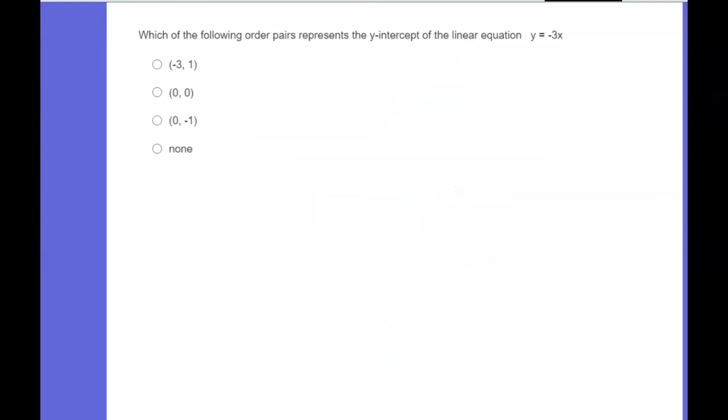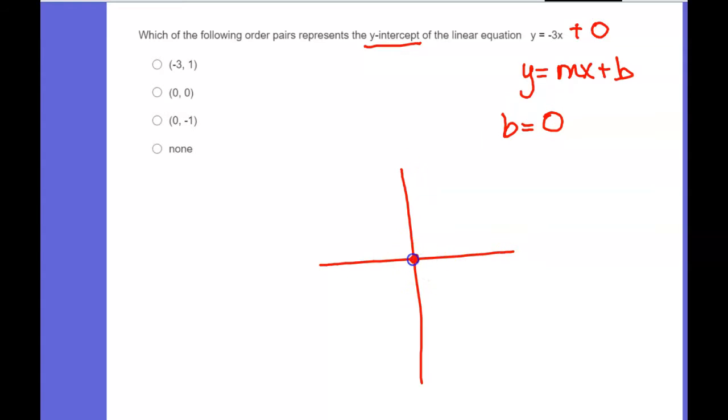All right, looking at the second one: which of the following ordered pairs represents the y-intercept of the linear equation y equals -3x? Now, this type of problem is confusing some of you because we think of slope-intercept form, y equals mx plus b. Well, there's nothing there where the b is. It's not that there's nothing. There is a y-intercept. It's just -3x plus 0. So in this case, your y-intercept is actually 0, which would be right here at the origin, or (0, 0). So that's how we get the answer.